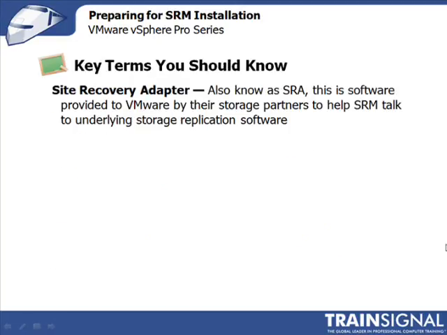That's about the end of the lesson. There's some key terms, though, that we should review before we wrap up. Site Recovery Adapter is one of those key terms that was introduced in this lesson. This is also known as the SRA. This is a software provided to VMware by their storage partners to help SRM talk to the underlying storage replication software.